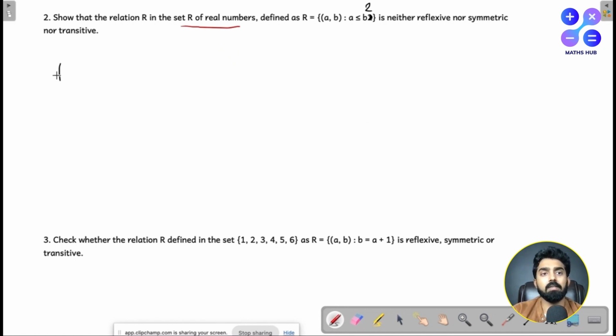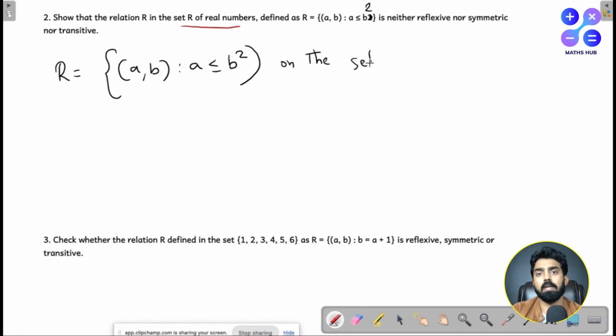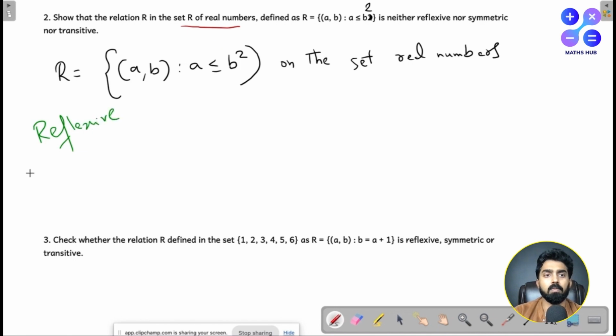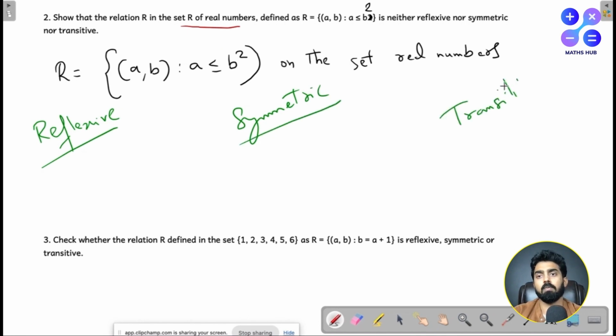Right. So the relation is a comma b such that a is less than equal to b square, right, on the set of real numbers. Great. So we want to check if it is reflexive, symmetric, or transitive. Right. So what do we do here?